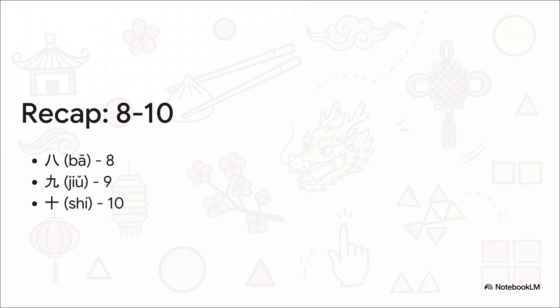Okay, let's review this final group. 八, 九, 十, 8, 9, 10. And with that, you've done it. You have now learned all 10 of the fundamental building blocks of the Mandarin counting system. Seriously, that is a significant accomplishment.